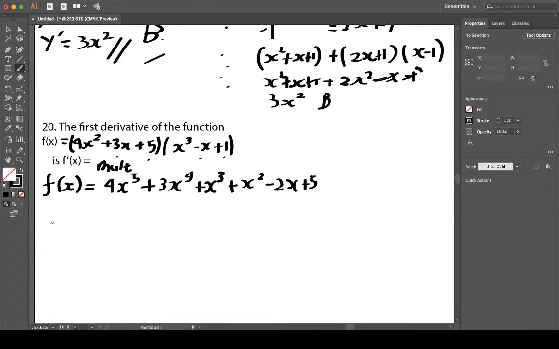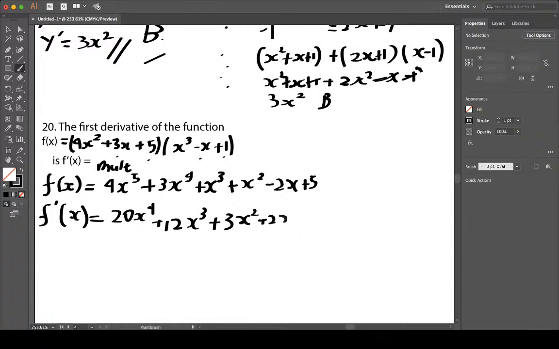And so now we just need to derive it. So let's derive the function. There we go. This would be 4 times 5, that's 20, x to the power of 5 minus 1, that's 4, plus 3 times 4, that's 12. Multiply that by x to the power of 4 minus 1, that's 3, plus 1 times 3, that's 3. Multiply that by x to the power of 3 minus 1, that's 2, plus 1 times 2, that's 2.